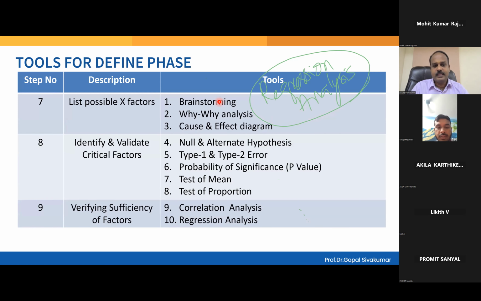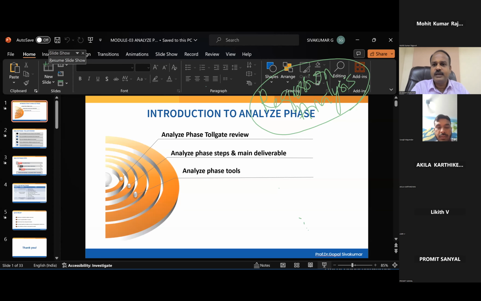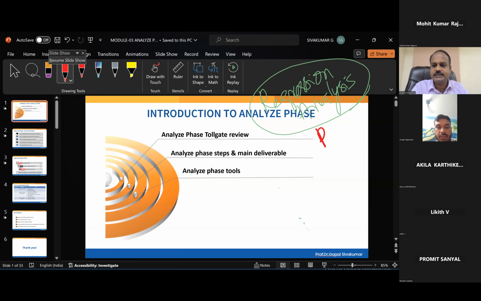All right. So here are the tool recommendations. You see, brainstorming, why-why analysis, cause and effect diagram. What is the purpose? To find out the X factors. We call it as possible factors.